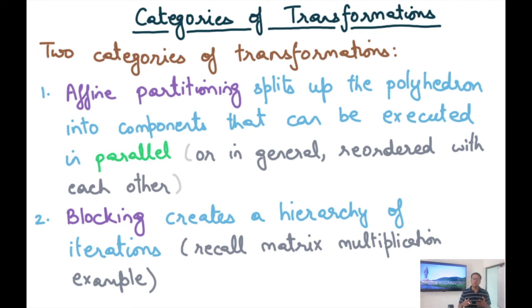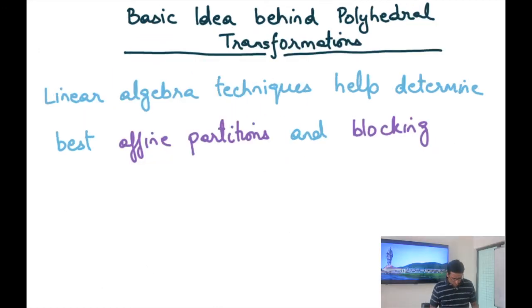How do I figure out whether it is possible to create such a hierarchy of iteration space such that we can exploit the cache locality in a better way? Both affine partitioning and blocking are categories of transformations that the polyhedral framework will enable. The basic idea is that once we have represented the iteration space as convex polyhedra, we're going to use linear algebra techniques to help determine the best affine partition and best blocking strategy.